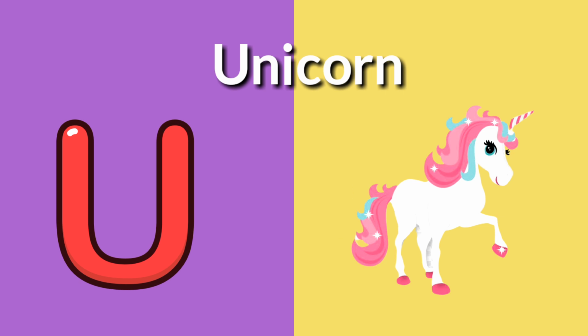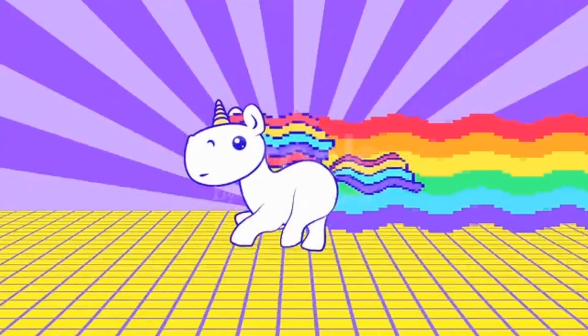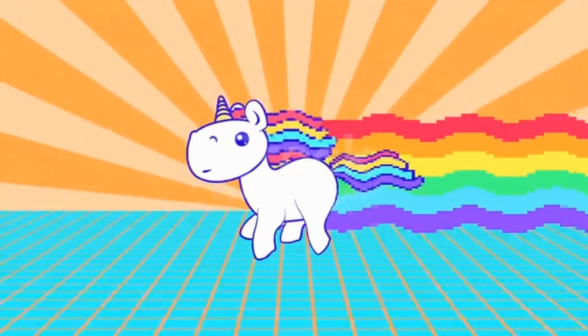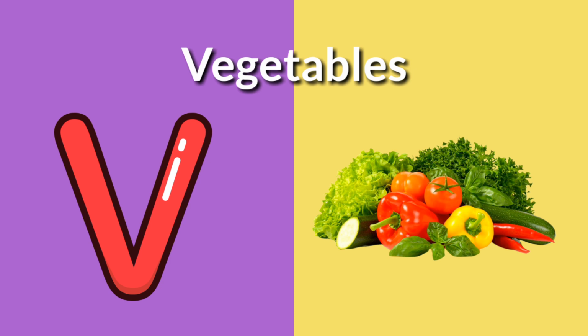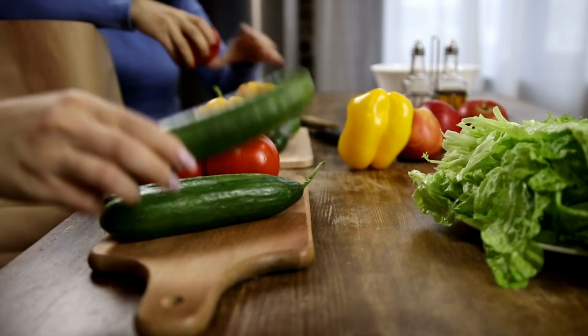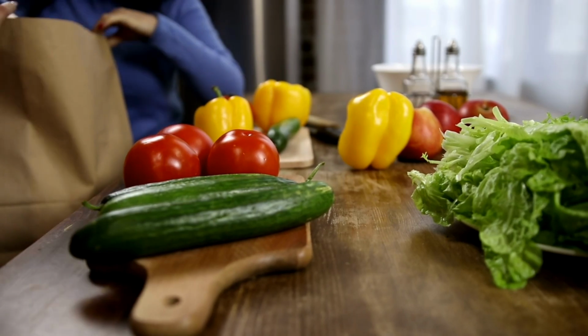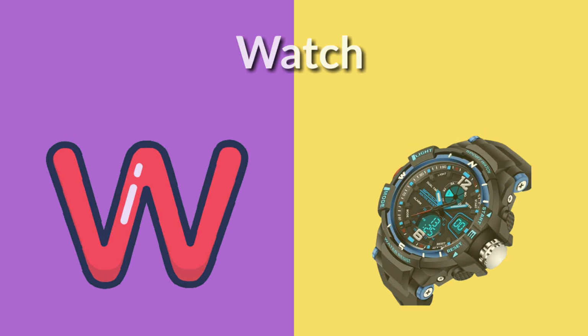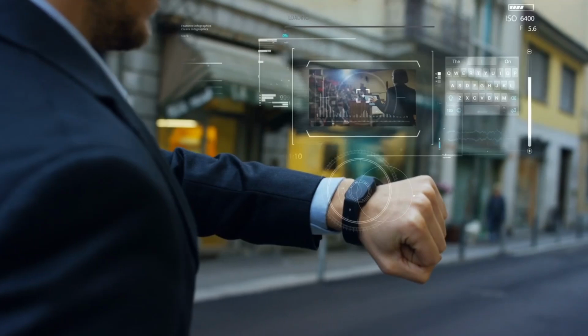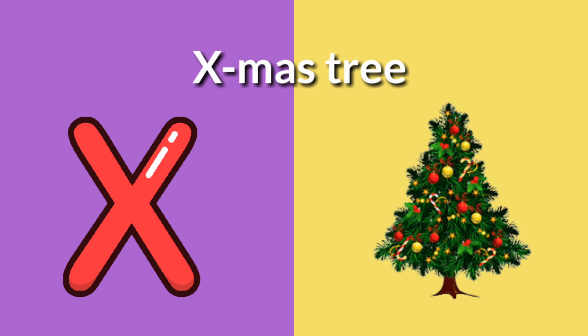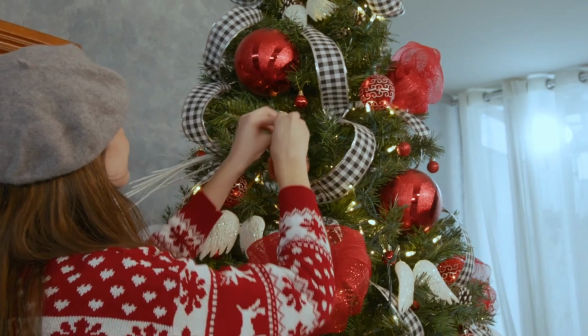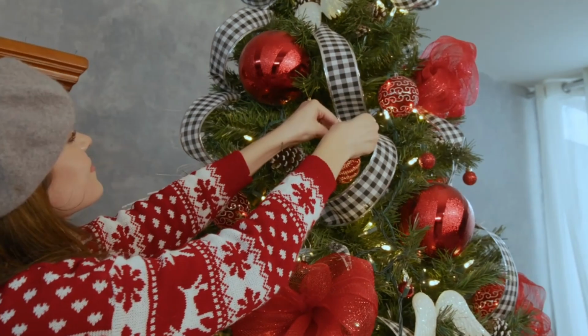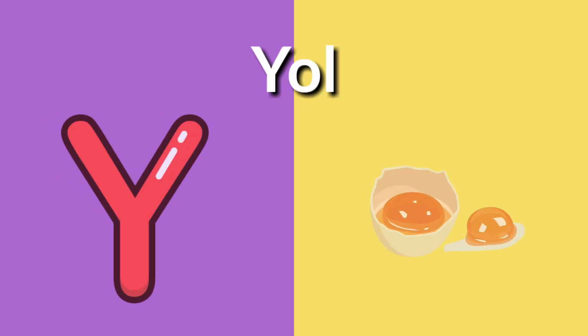U for unicorn. V for vegetables. W for watch. X for Xmas tree. Y for yoke. Z.